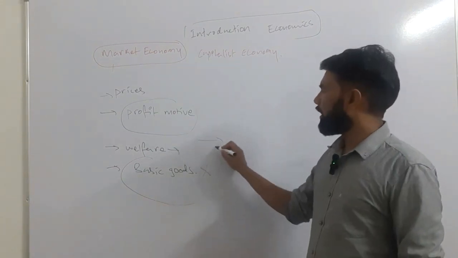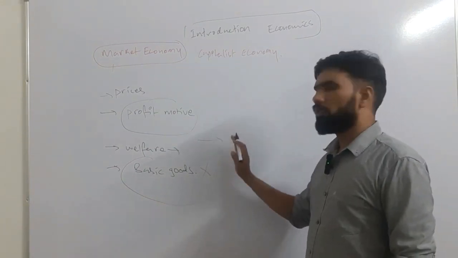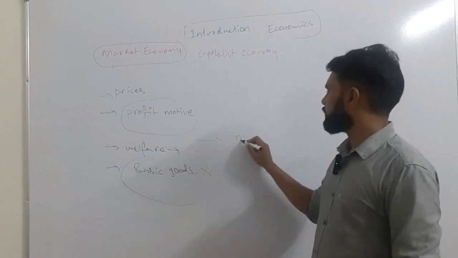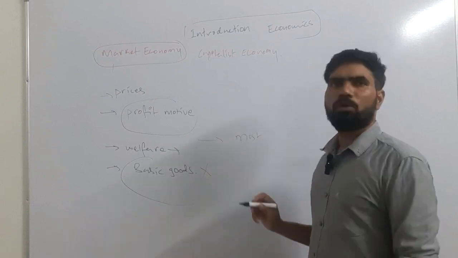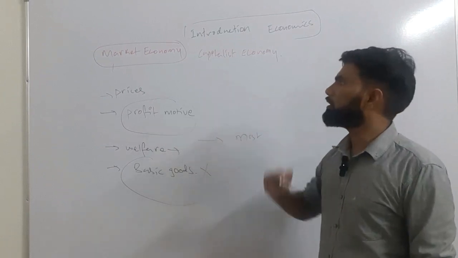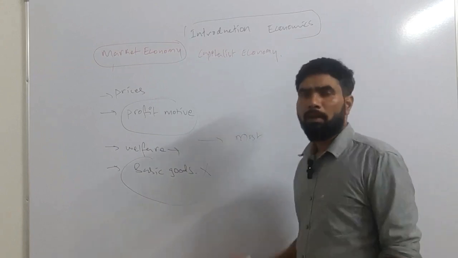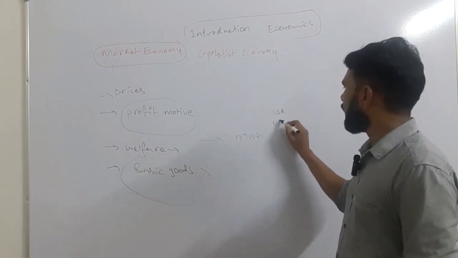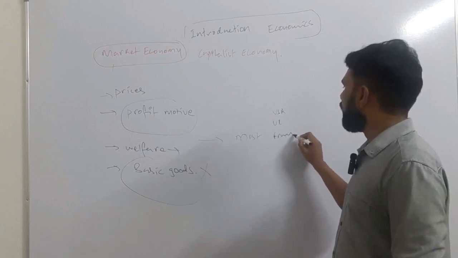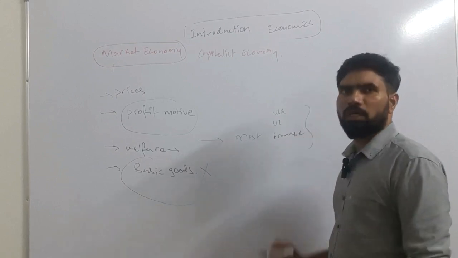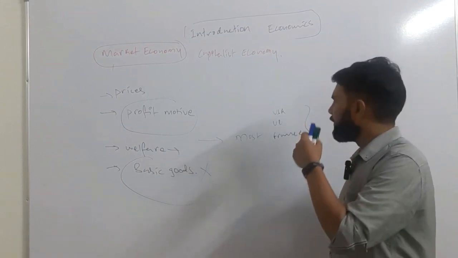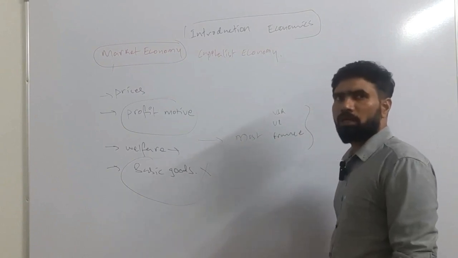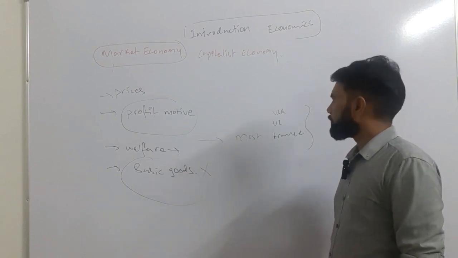Present day examples: if we see, the majority of the countries are following this market economic system. The best examples are USA, UK, France. Mostly all the countries, the majority of the countries, are following the capitalist economic system.